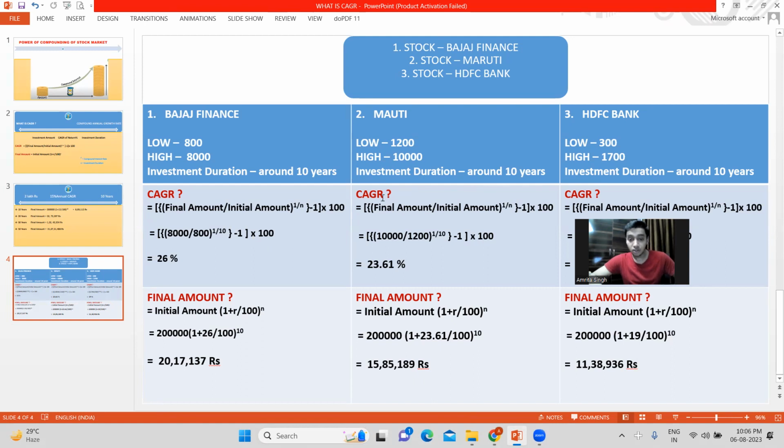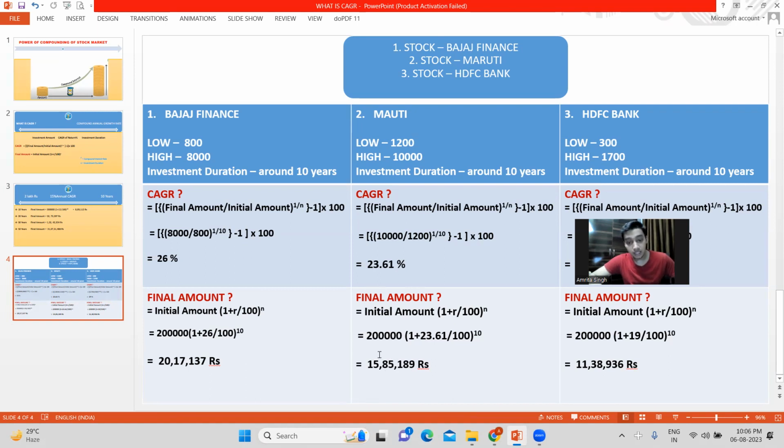So if I want to calculate the CAGR of Maruti, if I put all these three numbers in this formula, the CAGR I'm getting in the case of Maruti is almost 23.61%. And if I invested something like 2 lakh rupees in Maruti for 10 years, at a CAGR of almost 23.61%, the final amount I'm getting after 10 years is almost 15 lakh 85,000 rupees.